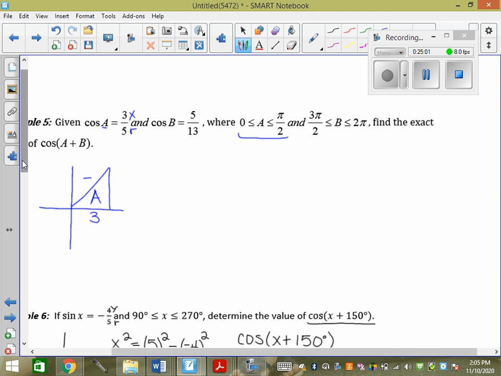So we have a 3, we have a 5, we need to find the y. Y squared equals 5 squared minus 3 squared. Y squared equals 25 minus 9. Y squared equals 16. Plus or minus. In this case, y equals 4, because it has to be positive to be here. Triangle A, done and done. You do triangle B, and go.